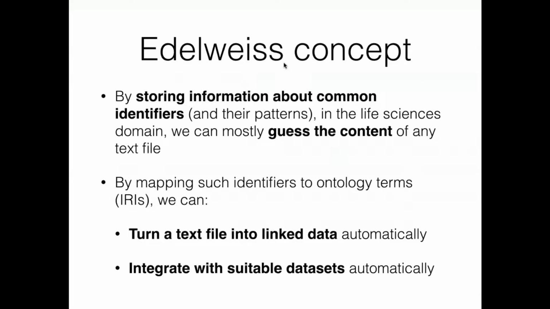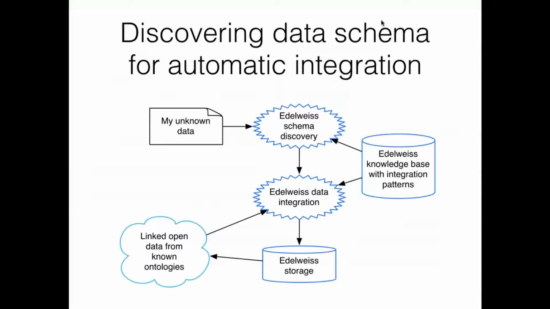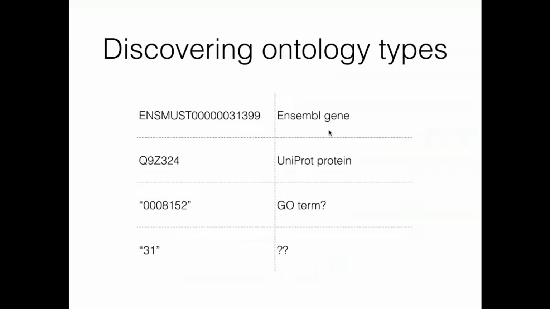So the concept of Edelweiss here is by storing information about common identifiers. So we look, for example, at what's in the field and what is the pattern of what's available in every text field in that file. In the life sciences domain, we can mostly guess the content of any text file. This will become clear in a moment. And by mapping such identifiers to ontology terms, i.e. the IRIs I showed before, we can turn any text file into linked data automatically, and we can integrate them with suitable data sets automatically. So that's the first part here, the schema discovery. So let's get on to that and let's break that down.